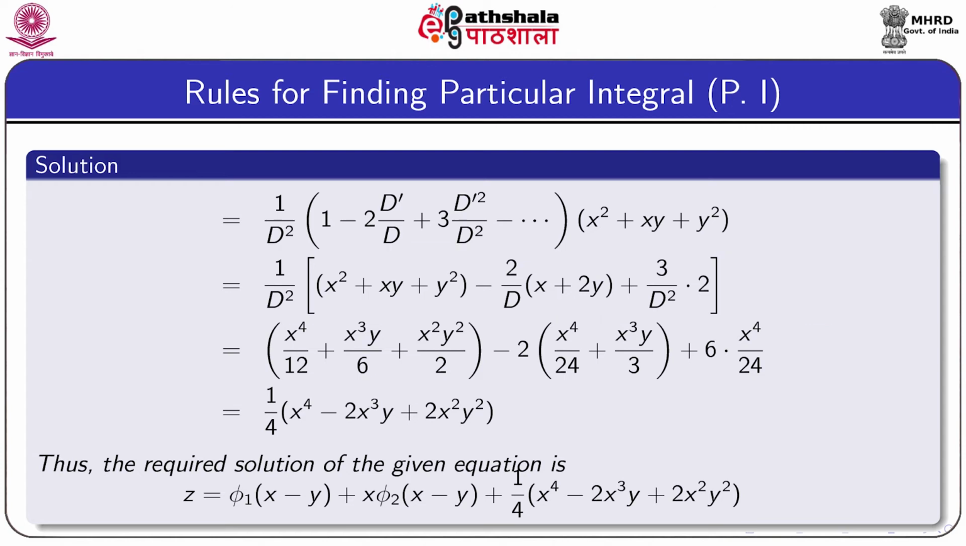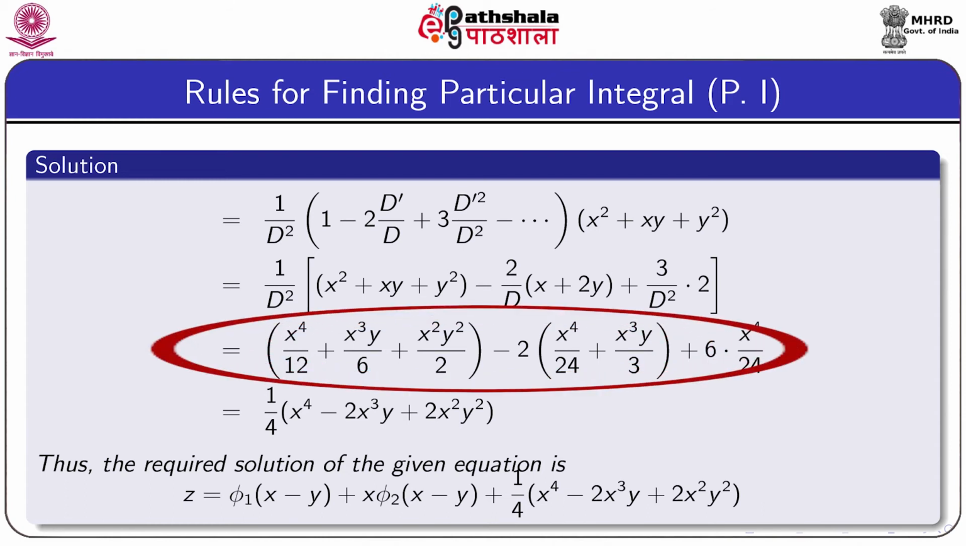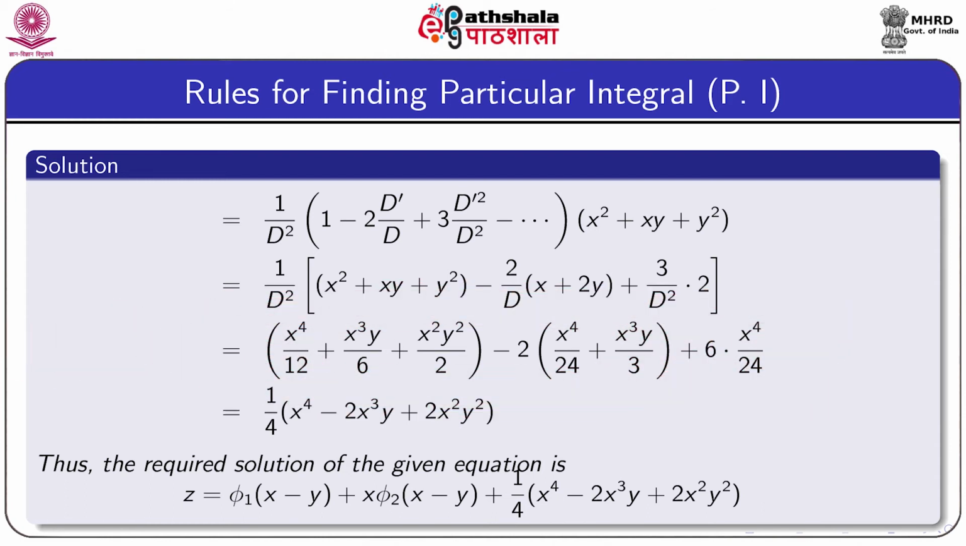Now, you have to remember that D represents the differential operator with respect to x. Therefore, 1 by D represents the integration with respect to x. So, 1 by D square is nothing but twice integration of the function x square plus xy plus y square with respect to x. So, this gives the term x to the power 4 by 12 plus x cube y by 6 plus x square y square by 2.